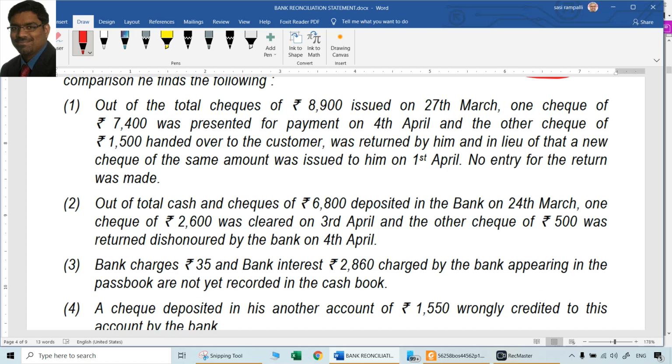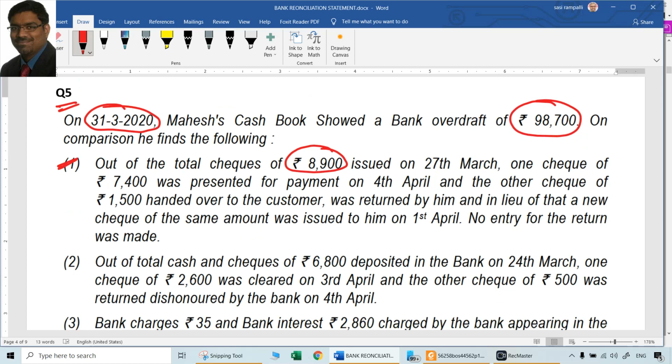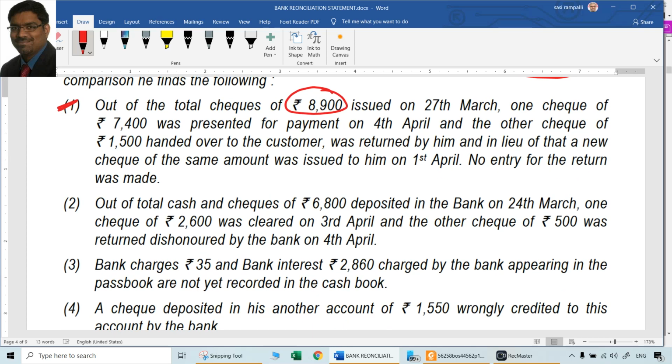Here, first point, read them carefully. Out of the total checks of 8,900 rupees issued on 27th March, of course we are talking about 31st March, which is the date on which we are doing all this exercise. On 27th March, we issued some checks. Issued is important. Issued means we gave checks, which means it is going to be a withdrawal for us from our bank account. This money should go out. One check of 7,400 was presented for payment on 4th April. That means there is a delay in presentment of this.